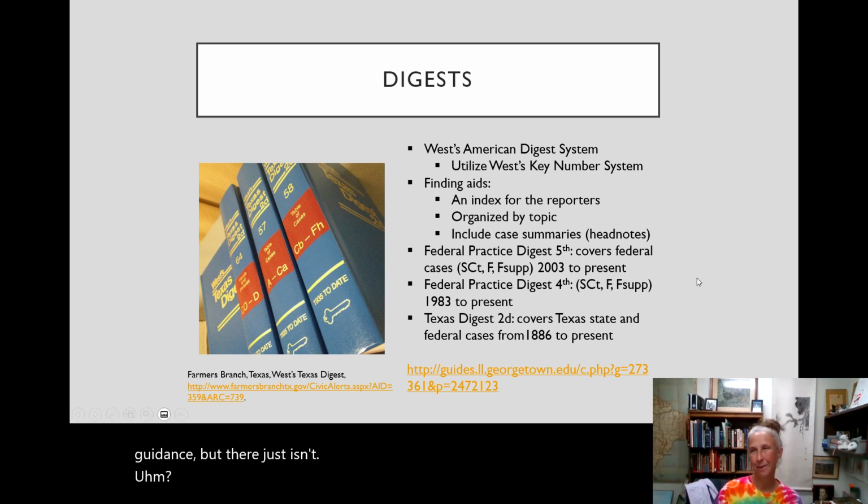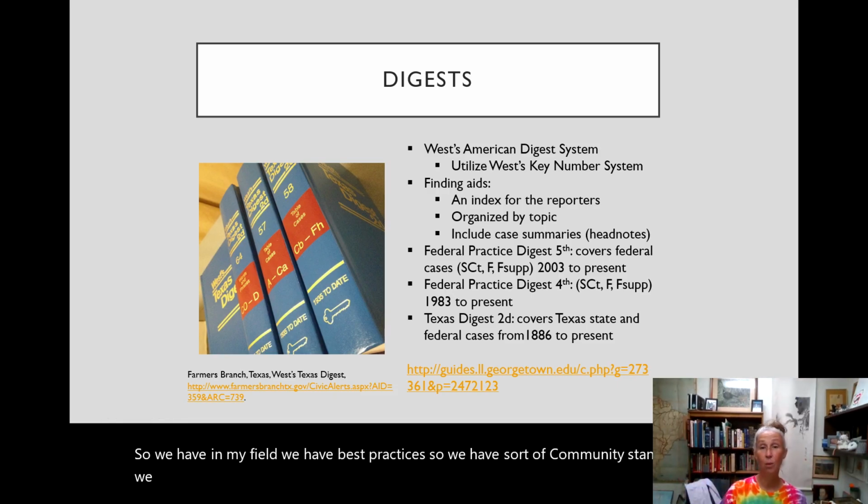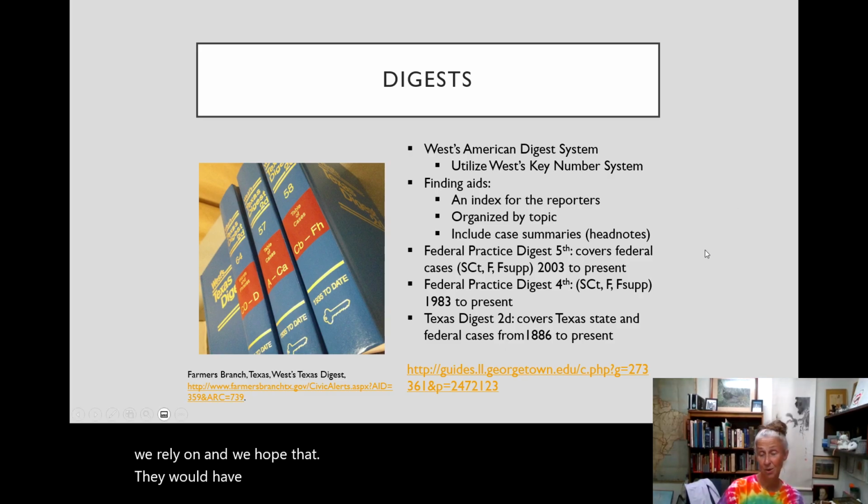So in my field, we have best practices. We have sort of community standards that we rely on, and we hope that they would have some persuasive authority if we ever got to trial. They don't have any actual authority.